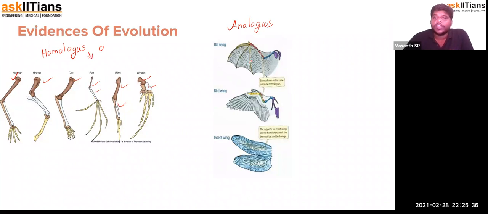And analogous organs is where the function will be the same, but the structure will be different. Here you can see the bat wing has a membranous structure stretched all over the forearm. But in the case of bird wings, the feathers extend out of the forearm. And insects can also fly, but they don't have any kind of limbs. Instead, they just have wings that extend from the thoracic region. So this is an analogous organ. Analogous organs are where the basic structure is different, but the function is the same. So this is evidence towards evolution. So let's see more of these things.